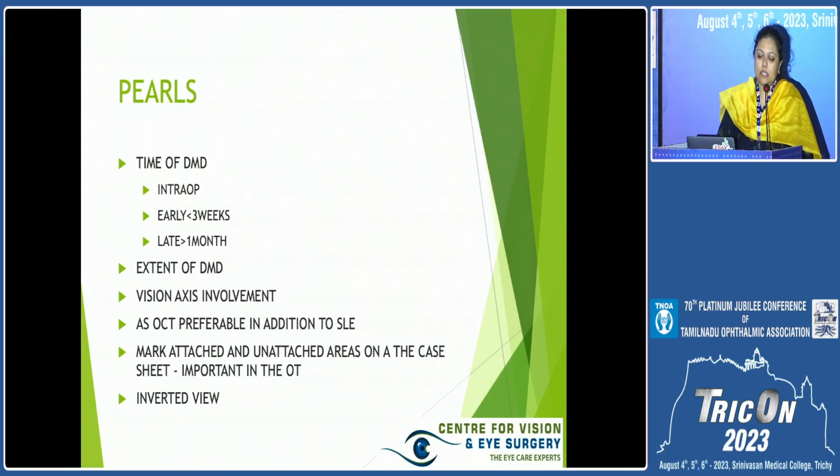So the pearls are: you look at the time of the Descemet membrane detachment, whether it's intra-op. If it's intra-op, you look at the extent. If it's early or late, you look at whether the visual axis is involved, and you always do an AS-OCT and delineate those areas of the detachment on the AS-OCT in a sheet. Take that sheet with you to the OT and remember to invert it because you're seeing an inverted view in the operation theatre.